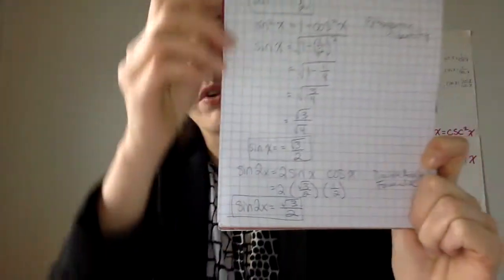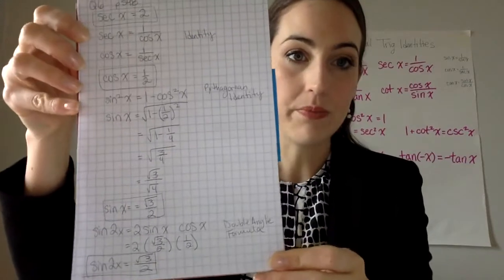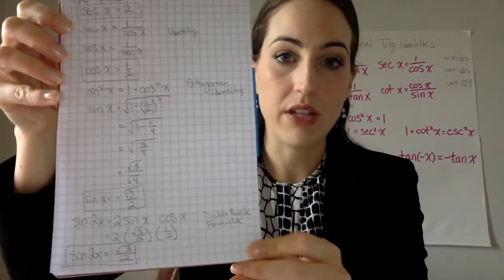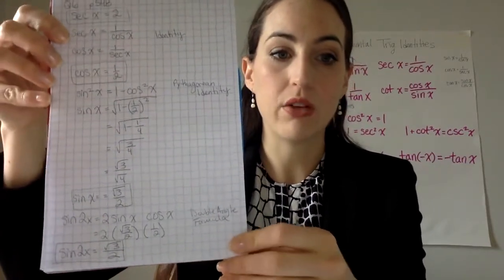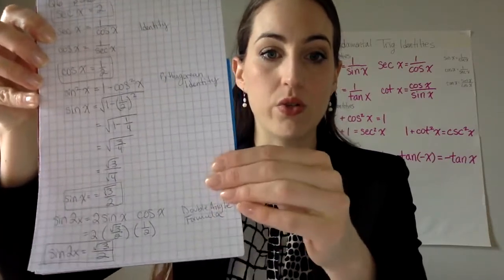Okay, so we've got the double angle for sine, and we still need to find the double angle for cosine and the double angle for tangent. Let's do double angle of cosine next.